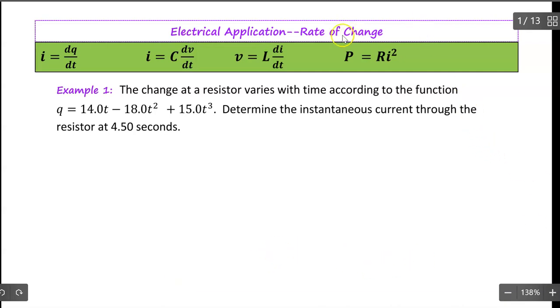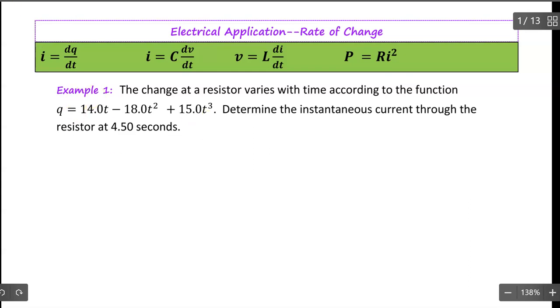Hello everyone. Rate of change is an important concept in differentiation, directly related to the derivative. In this lesson, we will explore more applications related to the electrical and electronic field. As you see here, I listed a few formulas for everyone.